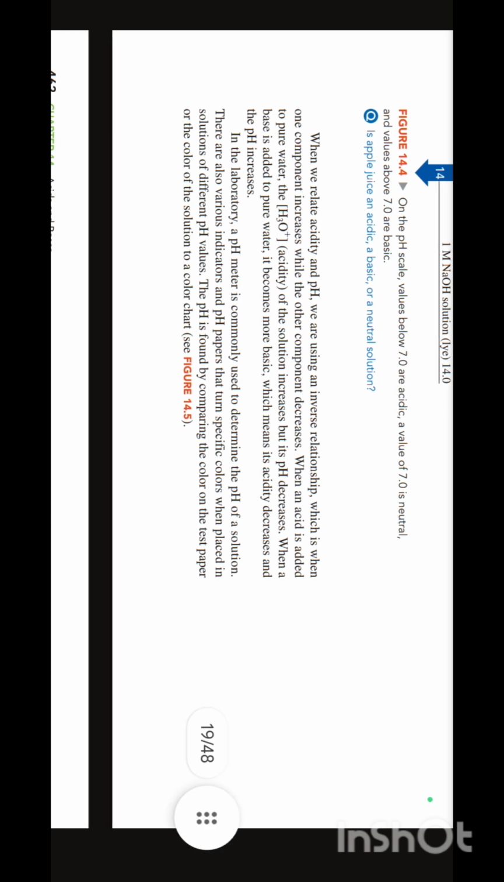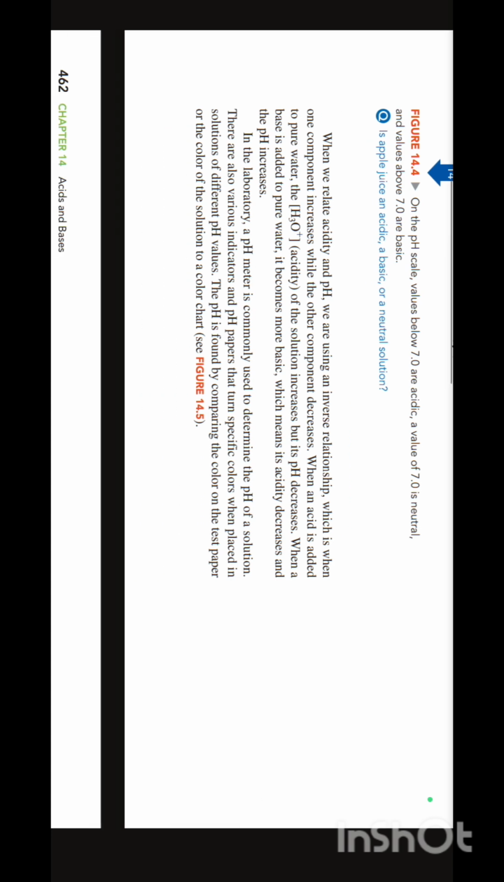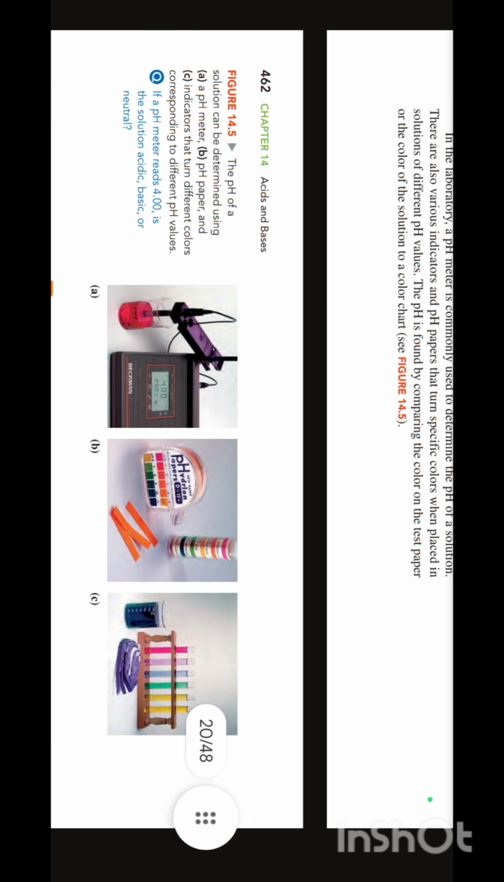When a base is added to pure water, it becomes more basic, which means its acidity decreases and pH increases. In the laboratory, the pH meter is commonly used to determine the pH of a solution. There are also various indicators and pH papers that turn specific colors when placed in solutions of different pH values. The pH is found by comparing the color of the test paper with the color of the solution to a color chart.